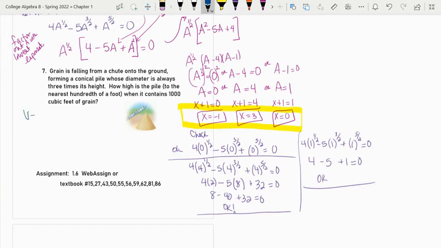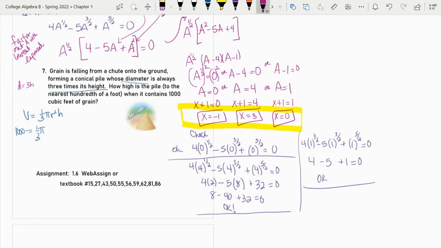Well, the formula for volume of a cone is 1/3 pi r squared h. So we know it has to be 1,000 equals 1/3 pi. Well, it tells us the diameter is always 3 times the height. So let's write that down. So diameter is 3h. Let's just fill that in and see where we go.